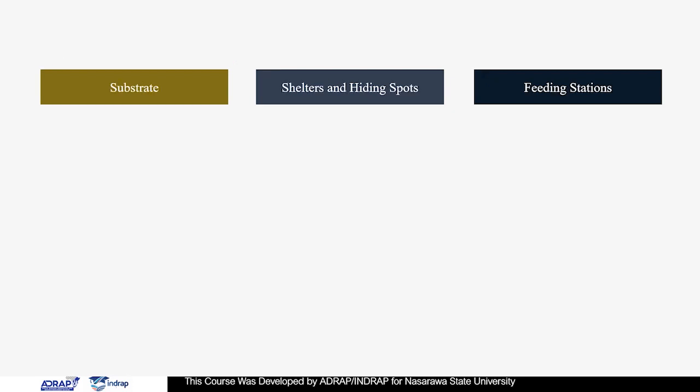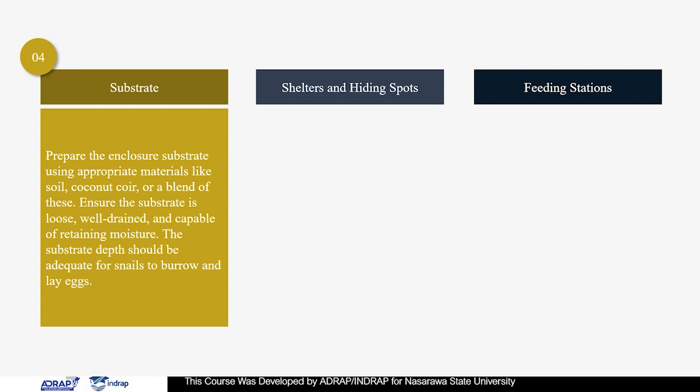Substrates. Prepare the enclosure substrate using appropriate materials like soil, coconut coir, or a blend of these. Ensure the substrate is loose, well drained, and capable of retaining moisture. The substrate depth should be adequate for snails to burrow and lay eggs.